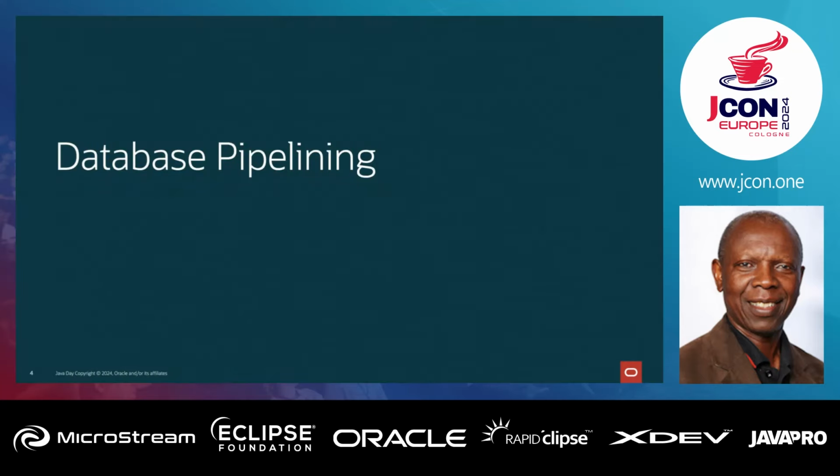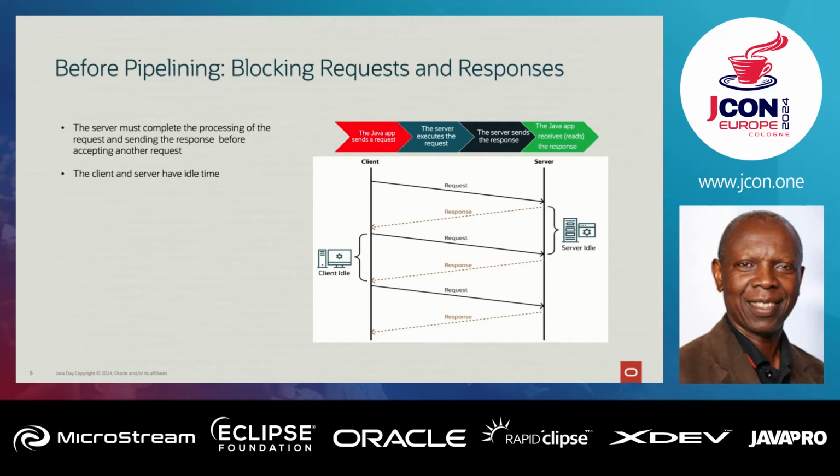Okay, so what is database pipelining? Traditionally, before pipelining, this is how you interact with the database. You issue a request, the server processes your request, and you are blocked. You are waiting for the server to return. When the server returns, now you make another request. So it's request, response, okay?